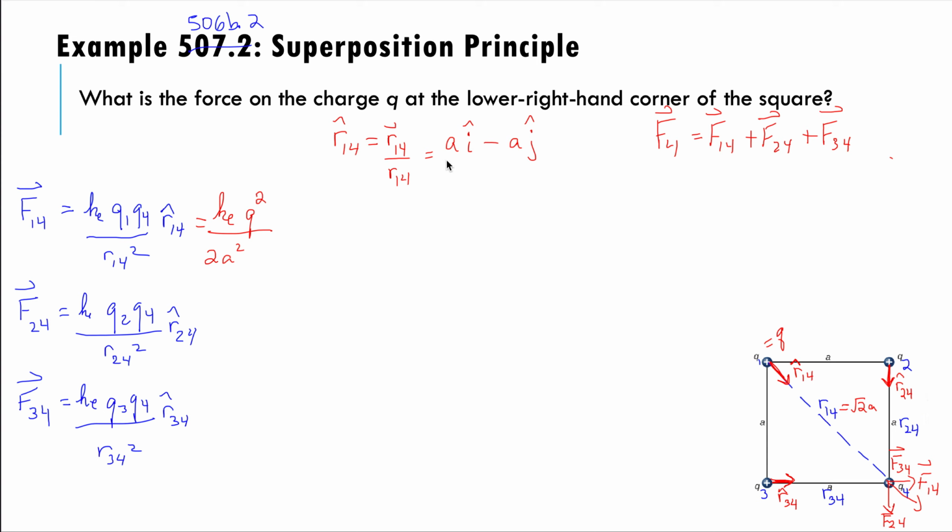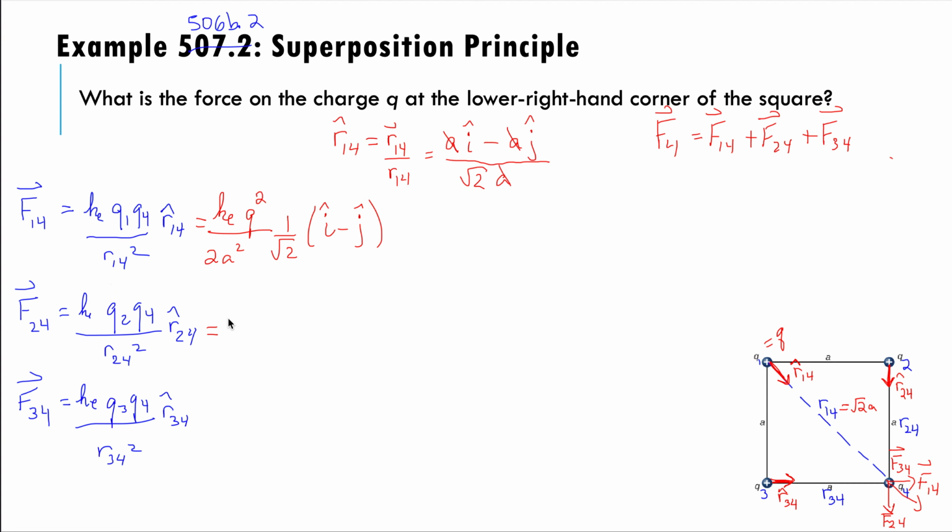And then we already said that the length of R14 is square root of 2 times a, so the a cancels out. So for R14 hat here, we can write down 1 over square root of 2 times i hat minus j hat. This was actually the hardest one. The other ones are easier.